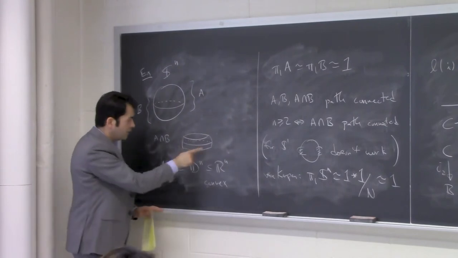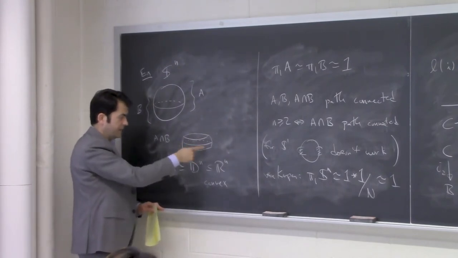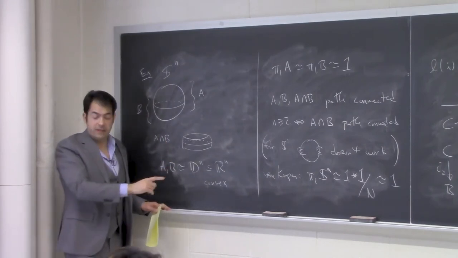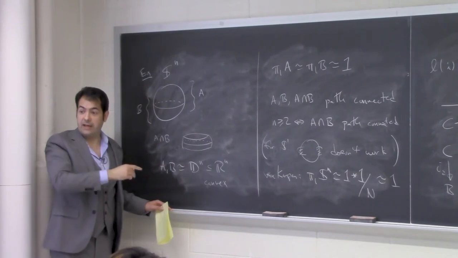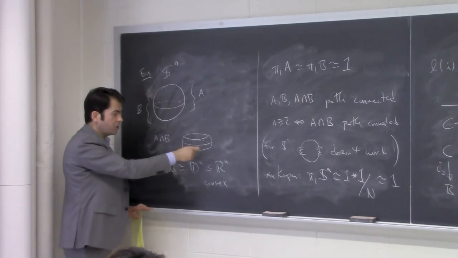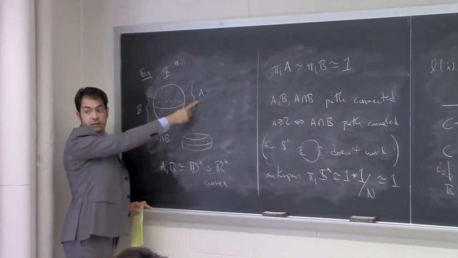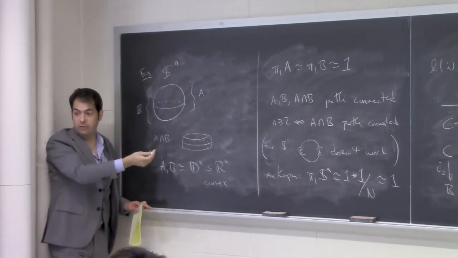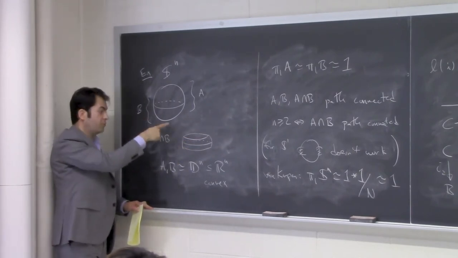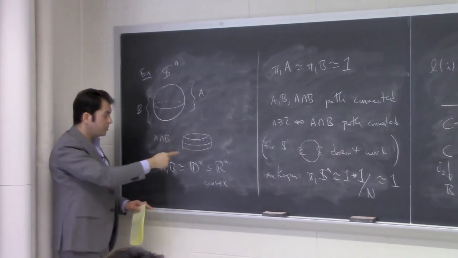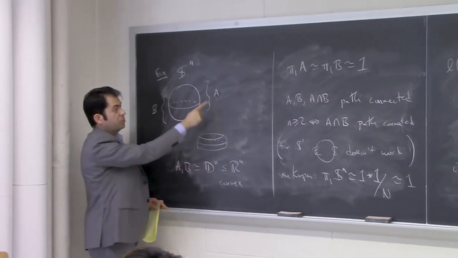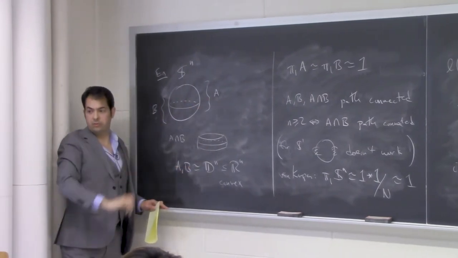But if you like, what's going on is here you have an S^(n-1). So, for example, if we were doing n equals 2, then this is an S^1. And we know that S^1 has non-trivial fundamental group. But what happens is when you look at the image of this loop inside A, you can contract it to the north pole, so it's trivial. And when you look at the image of any non-trivial loop here in the southern hemisphere, you can contract it to the south pole, so it's trivial. So even though A intersect B has non-trivial fundamental group, its image in the fundamental group of A or the fundamental group of B is trivial.